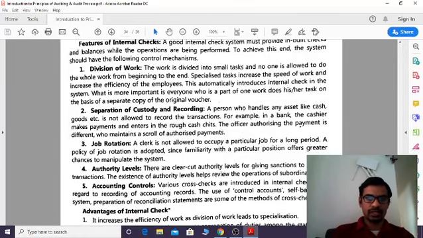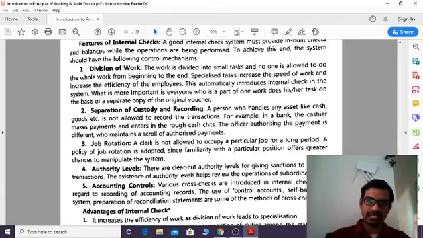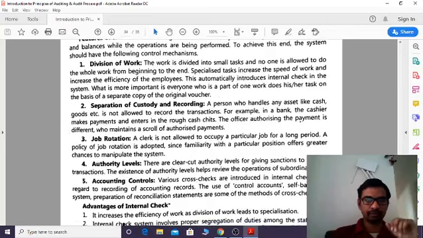Division of work. Work is properly divided into small tasks, and no one is allowed to do the whole work from the beginning to the end. Task-wise, everyone has to perform the work.